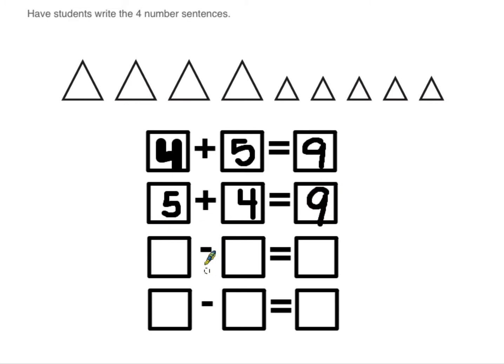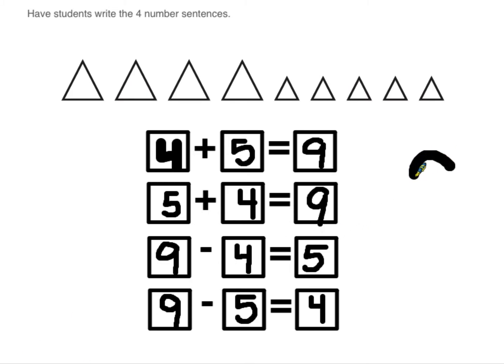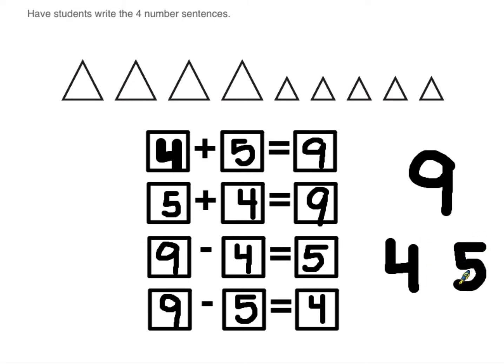Now remember, when we do takeaway, we start with all of them. I have 9 triangles. If I take away the 4 big triangles, I have 5 little triangles left. I have 9 triangles. If I take away the 5 little triangles, I have 4 big triangles left. Your number sentences are part of a fact family. We have 9 triangles, 4 big triangles, 5 little triangles.